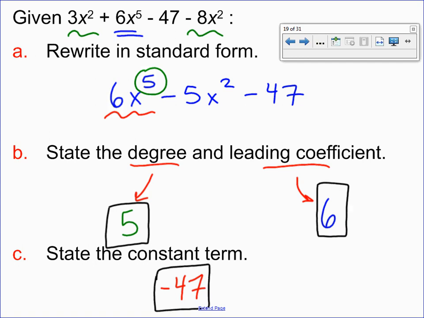PDFable. We want PDFable. What questions do you guys have about our standard form?